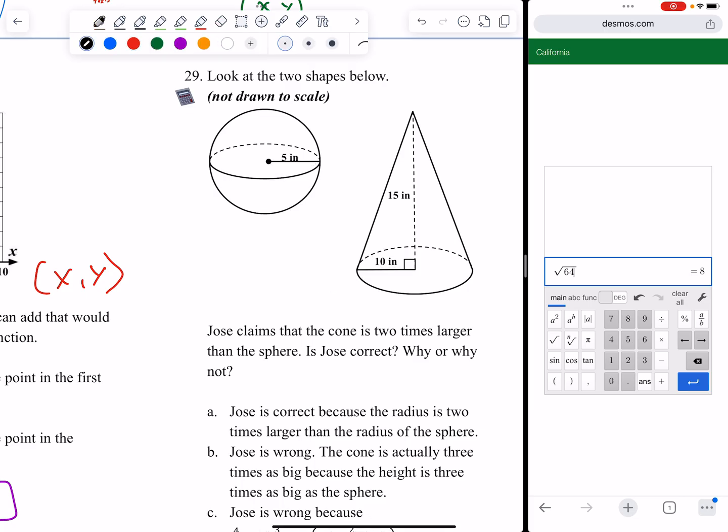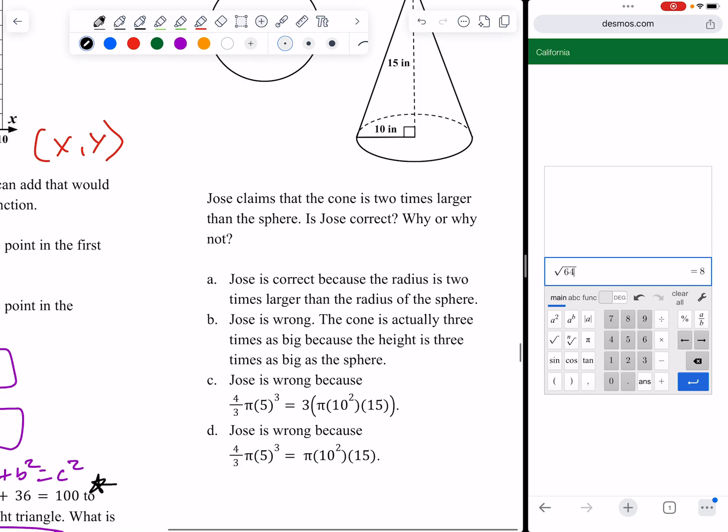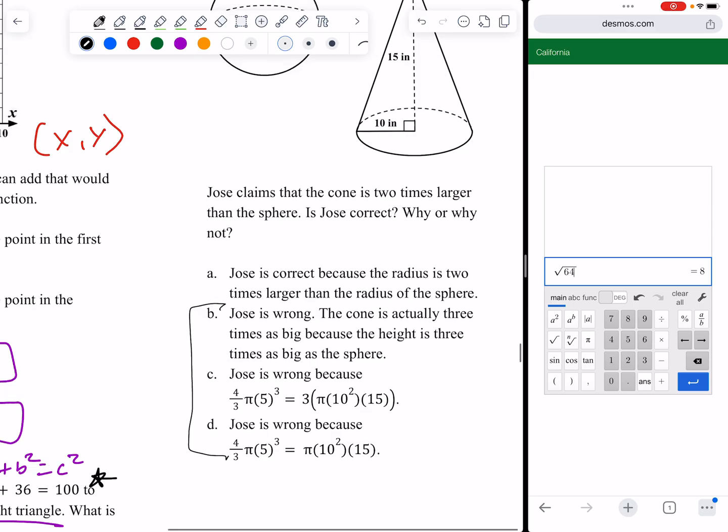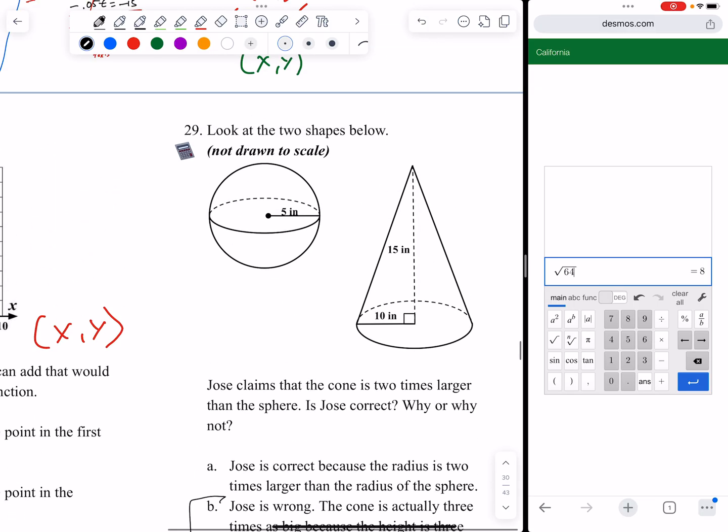Okay, so let's see. What are we doing? Jose claims that the cone is 2 times larger than the sphere. Is Jose correct? Why or why not? So we got to play teacher. Jose's correct. Jose's wrong. So I see a lot of Jose is wrong here. Okay, so let's just do the math then.